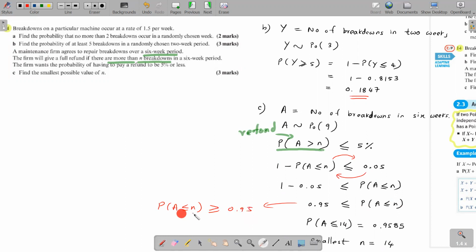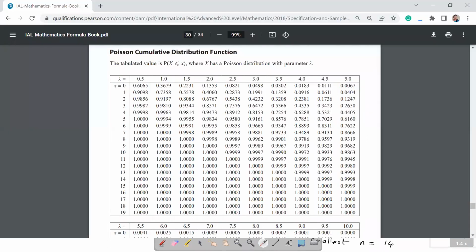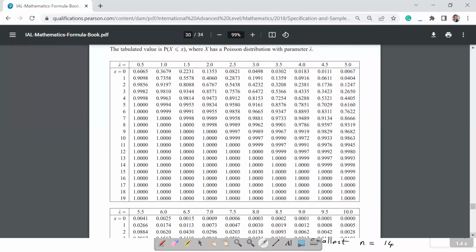So when you are in this format, you can use the cumulative distribution table to see where you are equal to or exceeding 0.95. What's our lambda value? Lambda value is 9. Remember, use the correct lambda value, because capital A is defined for lambda value of 9. So you go for lambda value of 9 and see where you have 0.95 or more.